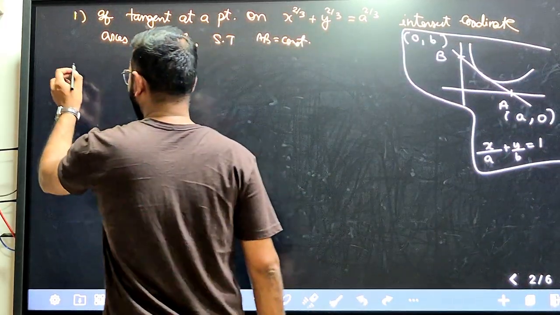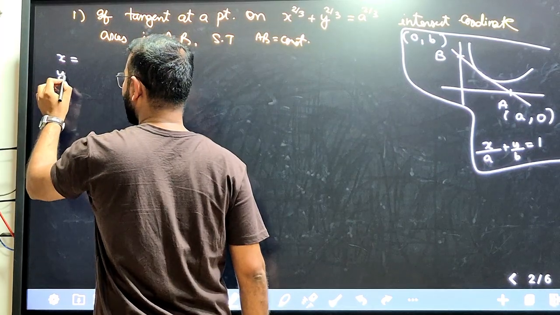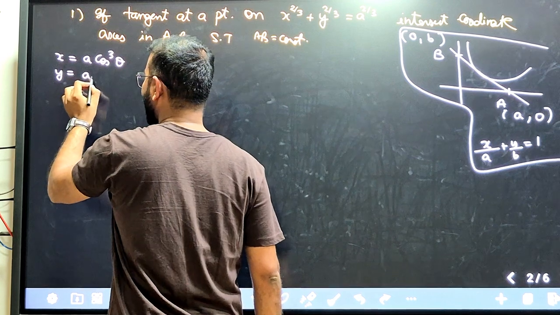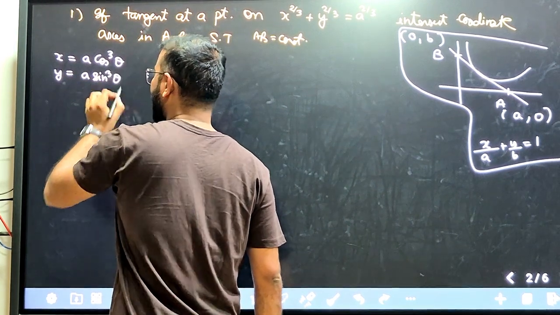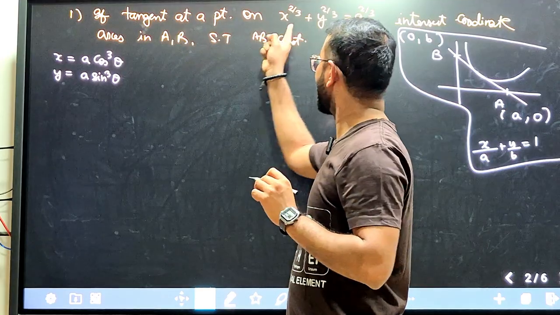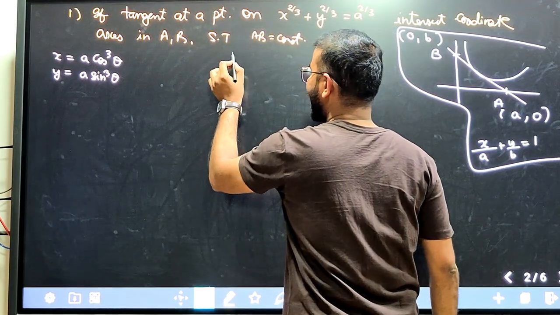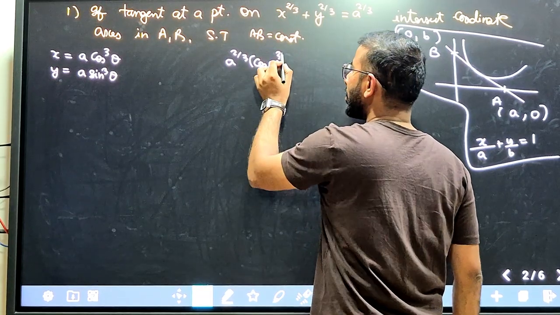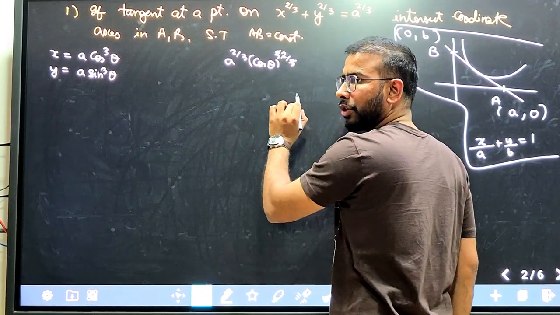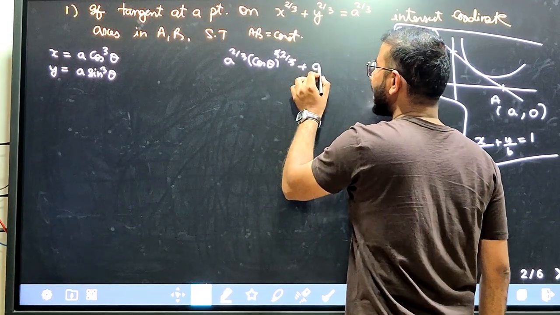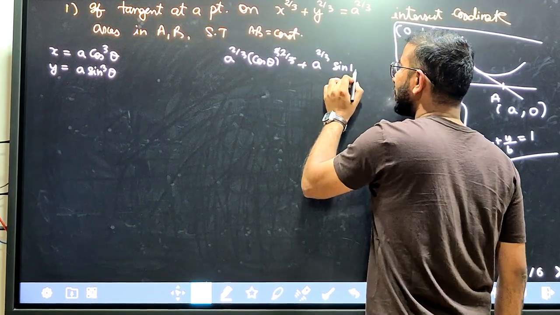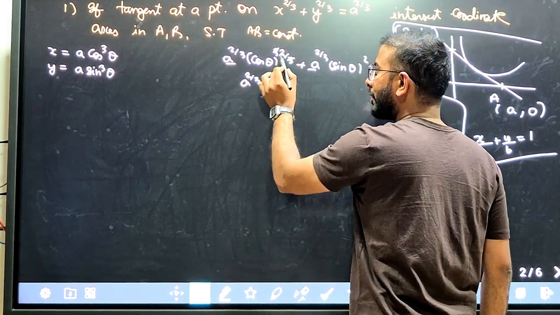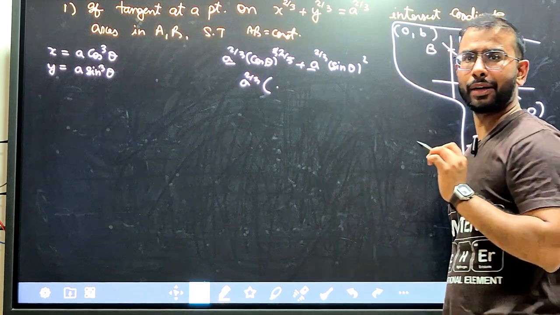So what will we assume as x and y? x would be a cos cube theta, and y would be a sine cube theta. Why does that make sense? If you substitute the values, you get a power 2 by 3 cos square theta plus a power 2 by 3 sine square theta. Now you can take a power 2 by 3 common, and in the bracket you have cos square theta plus sine square theta, which comes out to be 1.